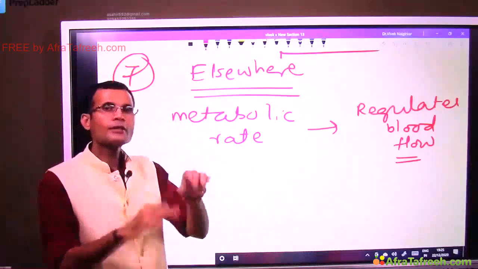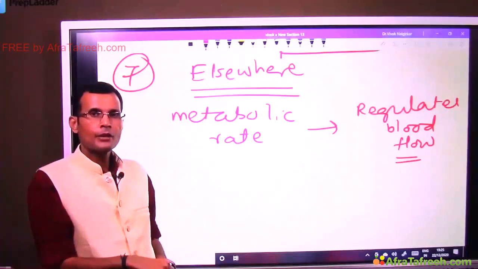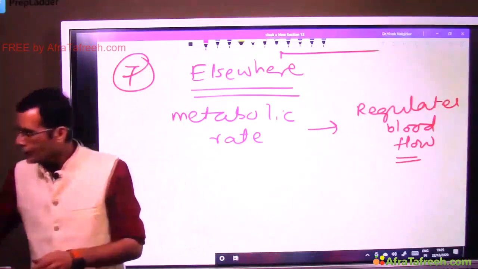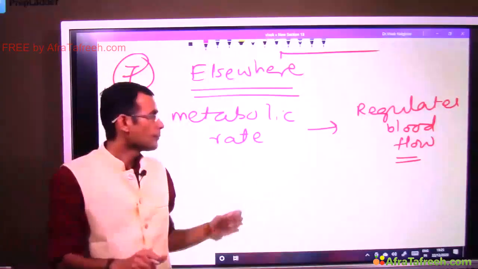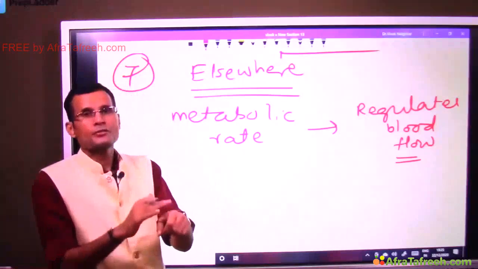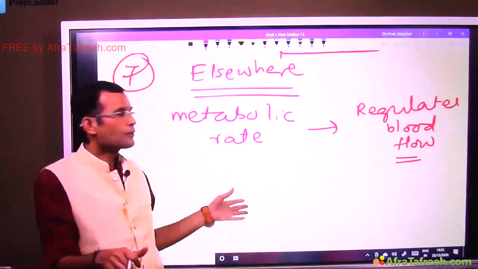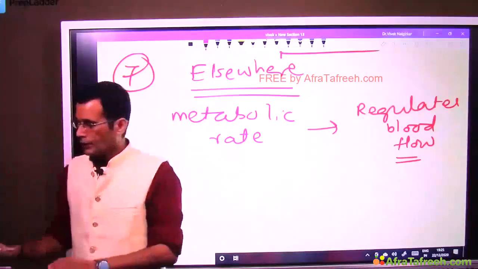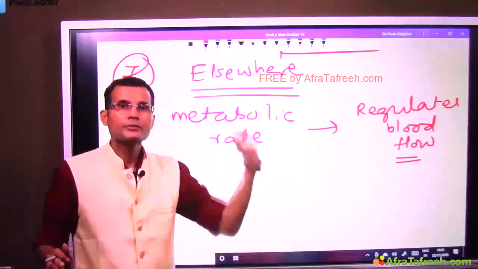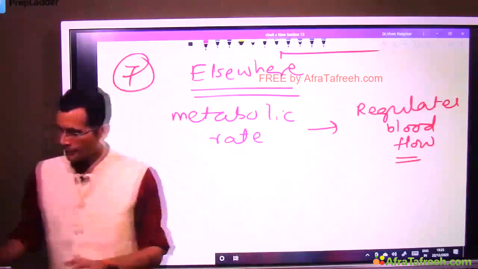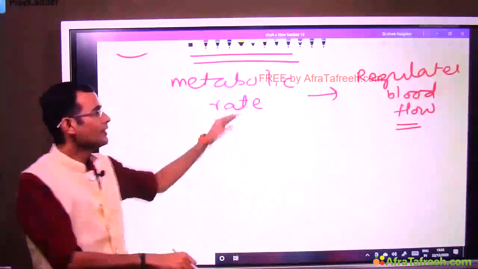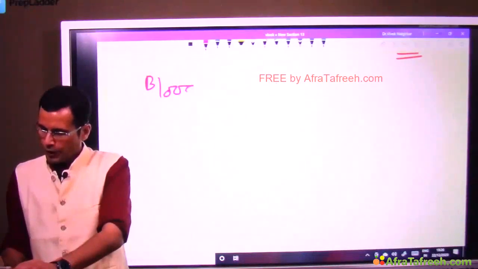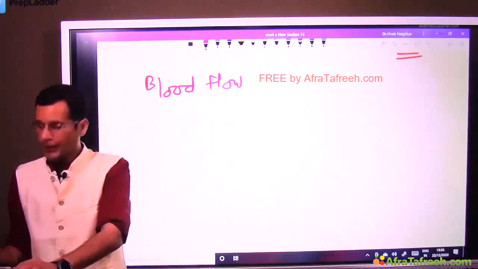Only two exceptions. One is the skin, cutaneous circulation. Cutaneous circulation is not regulated by the metabolic rate of the skin. It is regulated by the temperature. The primary regulator of cutaneous blood flow is the ambient temperature. And the second exception is kidney. In the kidney, it is exactly opposite. In the kidney, blood flow regulates the metabolic rate.